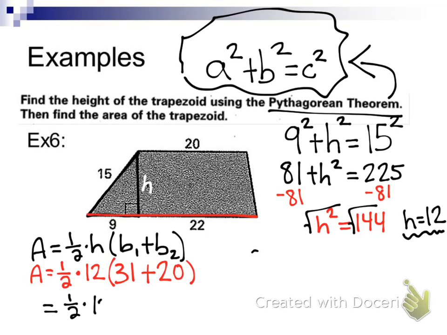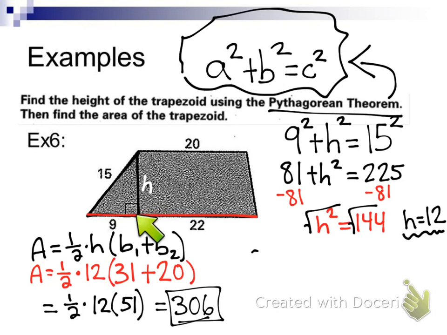I have 1/2 times 12. 31 plus 20, that's 51. Yeah, 6 times 51 is what you're going to end up doing. So 306 is the area. That's our final answer. So again, you use the Pythagorean theorem.